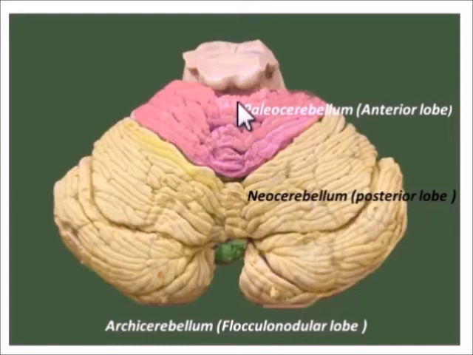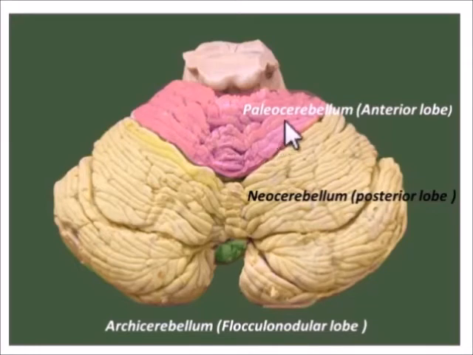Anatomically, the cerebellum is divided into three lobes: the anterior lobe, which is also called paleocerebellum, then the posterior lobe, which is called neocerebellum, and the flocculonodular lobe. So the three lobes are there in the cerebellum anatomically.